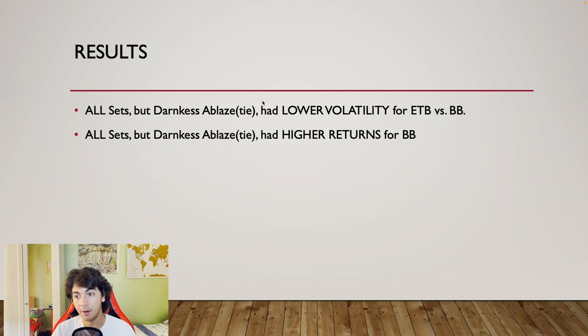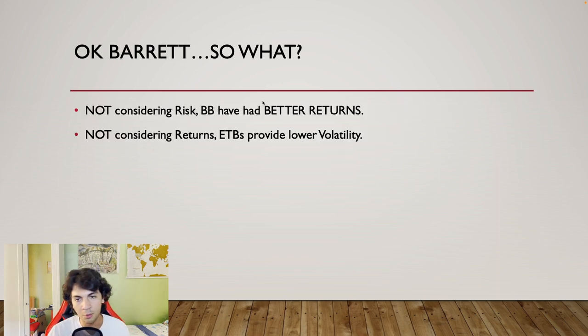Now, all sets but Darkness Ablaze had higher returns for booster boxes. What does it mean? It's the opposite. If you couldn't care less about risk, if you're an evil investor, you only like returns, I don't want risk, I'm fine for Pokemon to go to zero, I can mortgage my house, don't do it, and buy booster boxes, then for this piece of data, booster boxes will carry the higher returns if we don't take a look at risk. Now, the question is, okay Barrett, so what do you do with it? Well, as I just said, not considering risk, booster boxes have had the better returns. Not considering returns, ETBs provide lower volatility, aka lower risk.